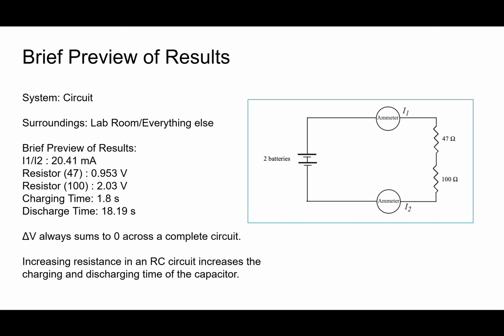So just some brief previews of results. We can see everything on this slide here. One thing that's really important is that V always sums to 0 across a complete circuit. We're going to use that for our calculations. And also, increasing resistance in the RC circuit increases the charging and discharging time of the capacitor.